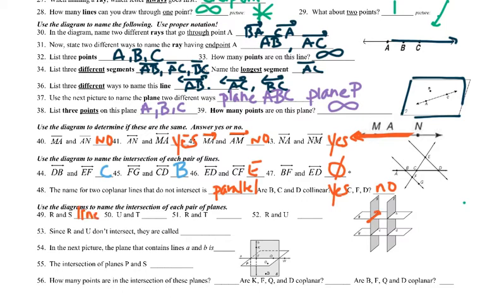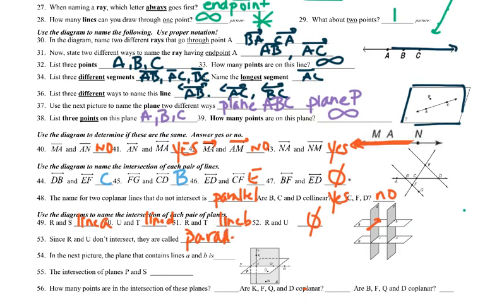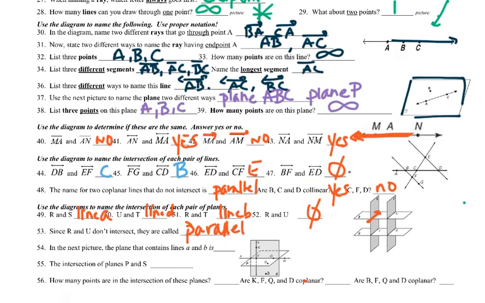And I would have to say line A. Same thing for U and T. Those intersect at line D. R and T intersect at line B. It's hard to read there. And then R and U, these don't intersect. They're parallel. Okay, next picture, the plane that contains lines A and B looks like plane S.